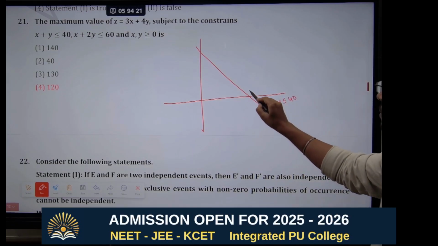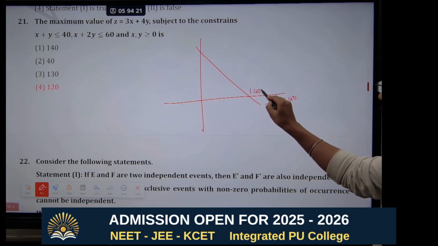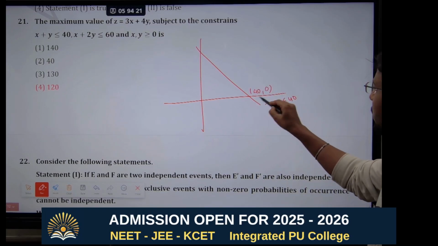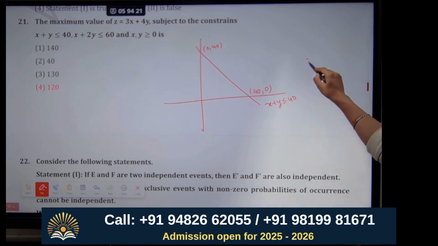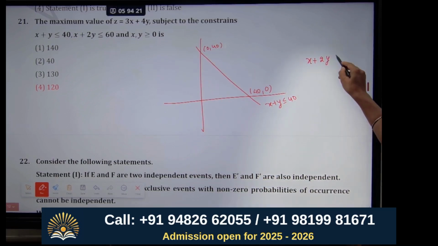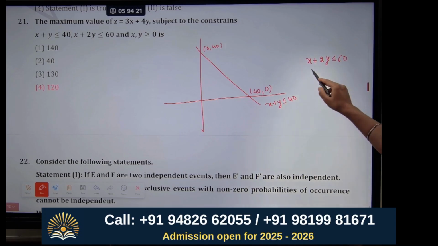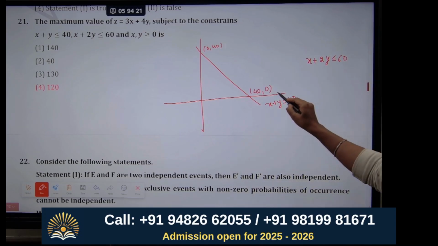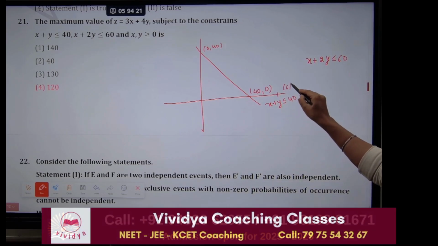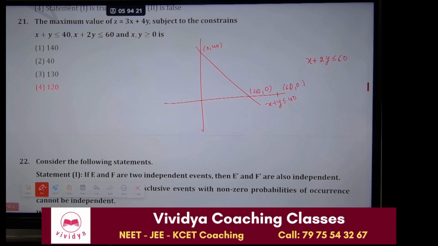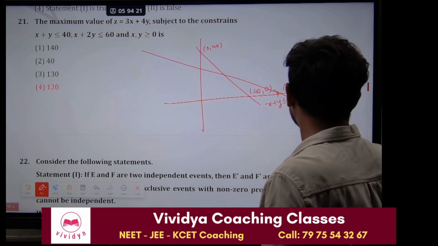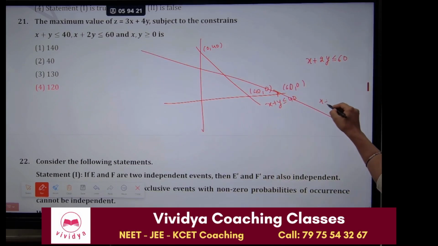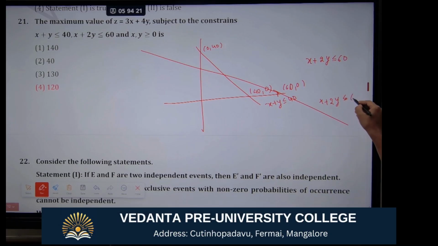Maximize this. x plus y less than or equal to 40. Put y is 0, x is 40, so 40 comma 0. Put x is 0, this is 0 comma 40. For x plus 2y less than or equal to 60, if I put y equal to 0, x will be 60 somewhere here. And put x equal to 0, y will be 30 somewhere here. So this is the graph of x plus 2y less than or equal to 60.